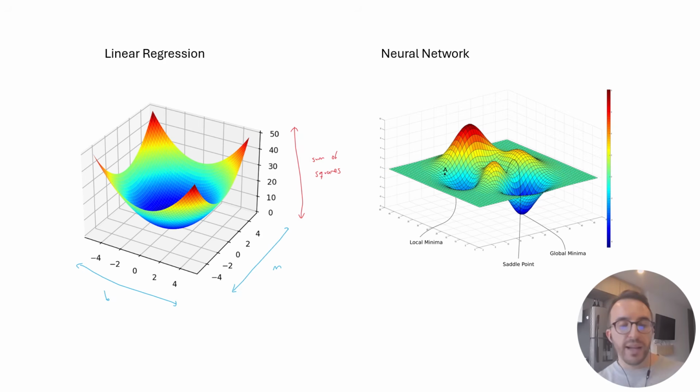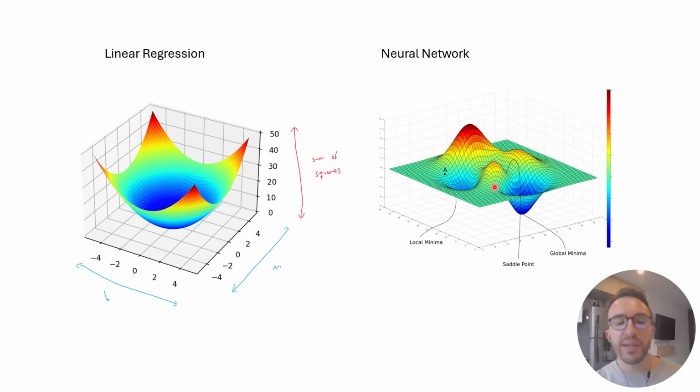I just want to add a couple of points. The first one is that this algorithm of slowly moving down the loss landscape is called gradient descent. The name makes sense, descent, you're moving downward. And you'll hear that term a lot because it's very important in machine learning.